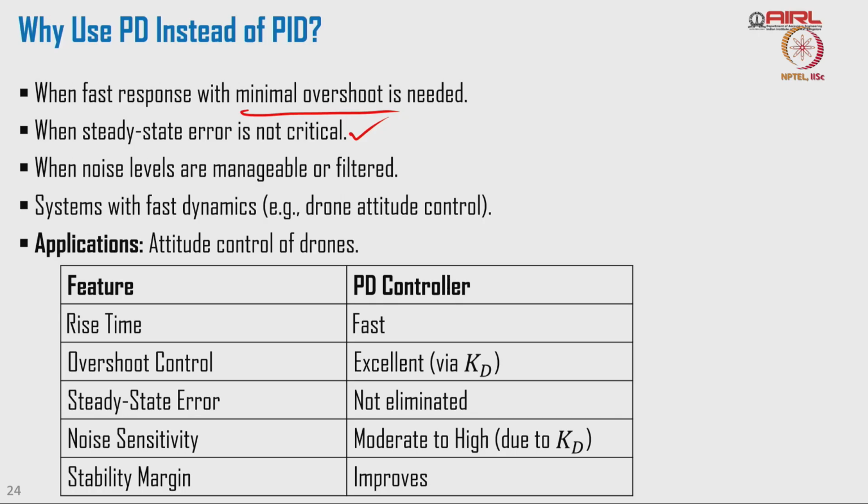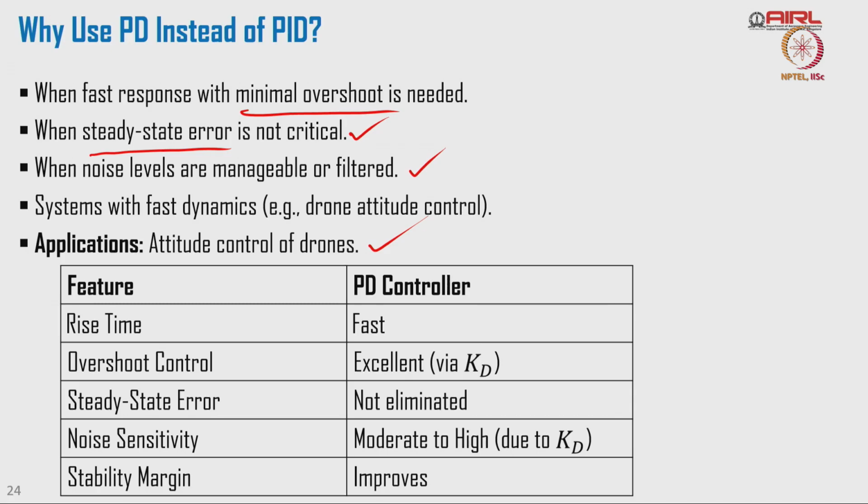If we have integral control, then steady state error will be ensured, but if we are not having it, then we have to see for which application we are using it. If steady state error is not a problem for that particular application, then PD is fine. We do not have to go for PID. Okay. When noise levels are manageable or filtered, then also we can take the chance of having PD control. And also with systems with fast dynamics, we should use PD control. If steady state error is not a problem, then PD is sufficient. The application is attitude control of drones, something like this.